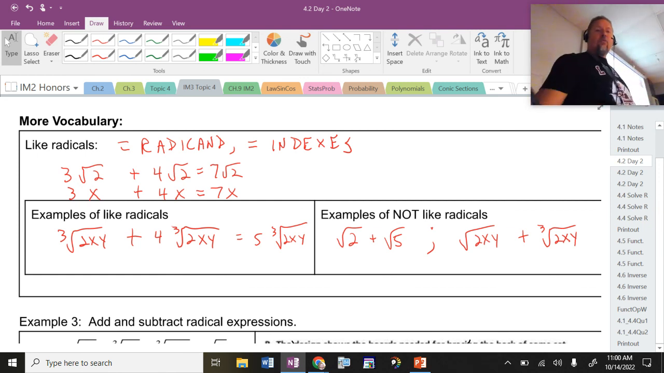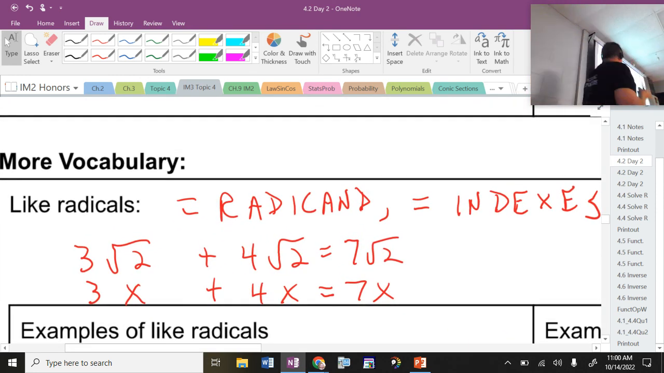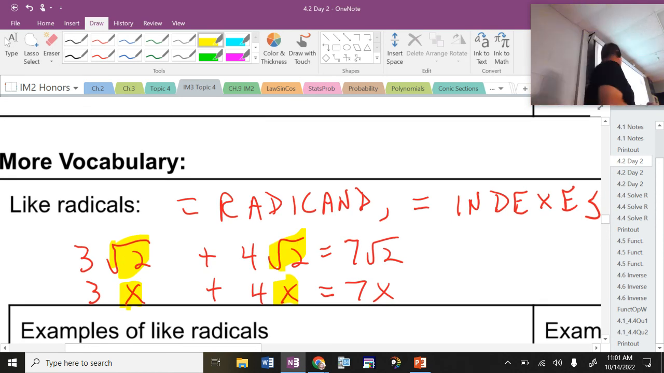All right, so what are like radicals? Here's an example of like radicals. You have an equal radicand, that's the number on the inside, and you have also equal indexes. And I gave a little example of this compared to algebra. Everyone knows 3x plus 4x equals 7x. Well, that is related to 3 root 2 plus 4 root 2. The root 2's are like these x's. They're like terms. So how do you add them?